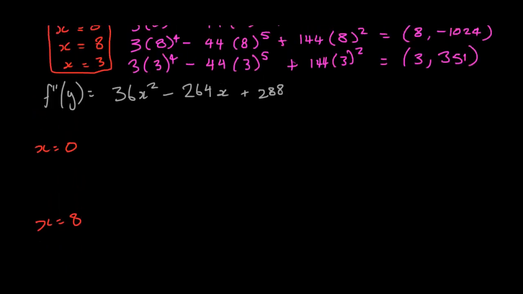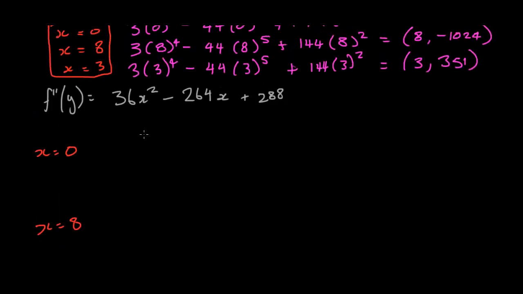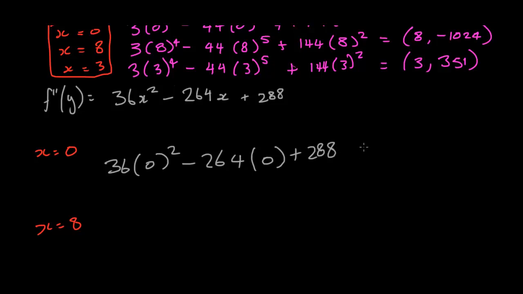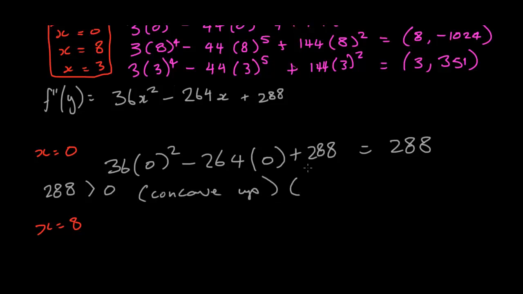So let's solve this for the first one. We sub the stationary points straight into the second derivative. So we've got 36 times 0 squared minus 264 times 0 plus 288. Now, we end up with 288, obviously. 288 is bigger than 0, therefore it has to be concave up, the smiley face. And hence, just think about it, if I had this graph and it was concave up, what am I going to get? I'm going to get a minimum.